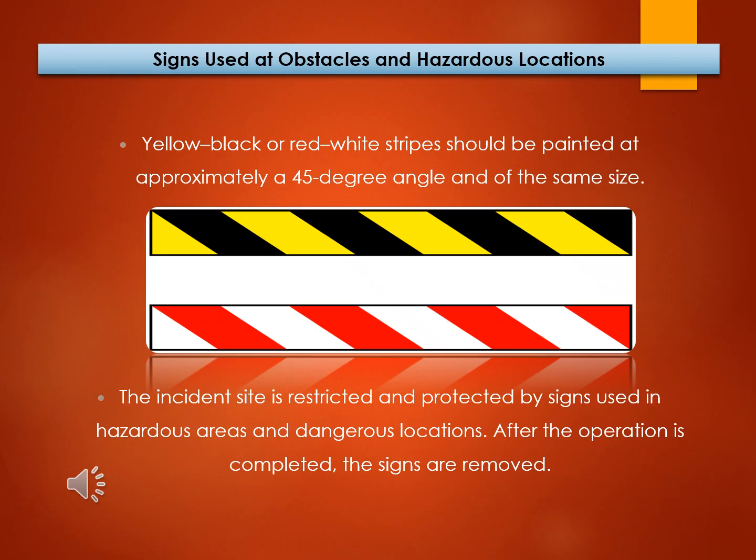Signs used at obstacles and hazardous locations. Yellow, black, or red, white stripes should be painted at approximately a 45-degree angle and of the same size. The incident site is restricted and protected by signs used in hazardous areas and dangerous locations. After the operation is completed, the signs are removed.